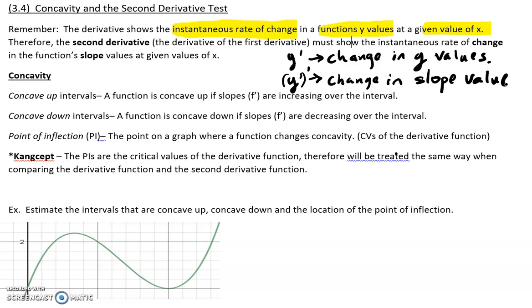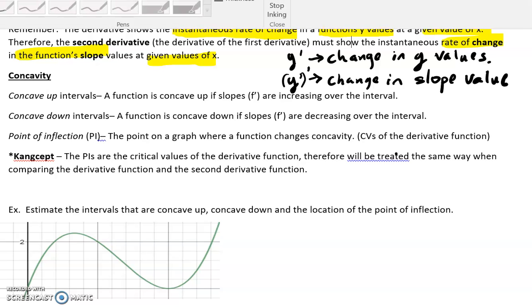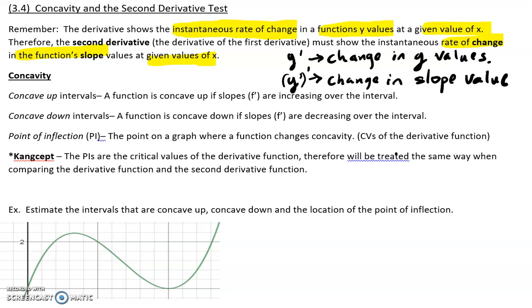All right. So we can say that the second derivative's purpose is to tell me how the first derivative is changing, right? So the second derivative's purpose is to show the rate of change of a function's slopes at a given value for x. Okay? Now, if you think about that, what we're saying is the second derivative tells me if my slopes are getting bigger or smaller as I go along my graph.